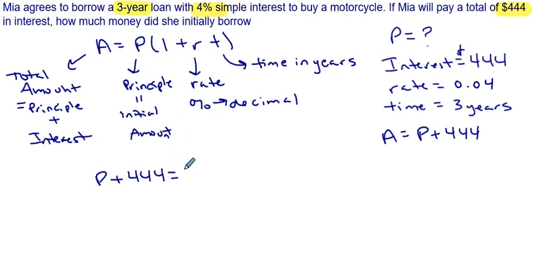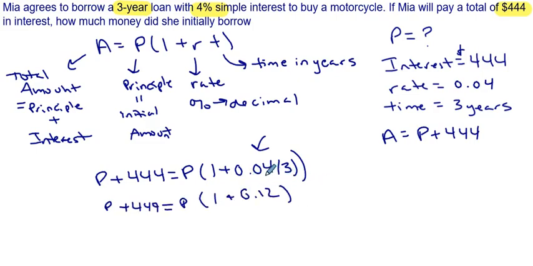On the other side, we still have our principal. We don't know what that is, so we're going to represent that by a P, times 1 plus our rate, which is 0.04, times our time in years, which is 3. And now we can start solving. So remember, we always solve for what's in the parentheses first, and we have a multiplication problem here. So multiplying through, we find that we have 1 plus 0.12, which is just 1.12. When I multiply my P by that, I can put my P in the back to represent my variable.